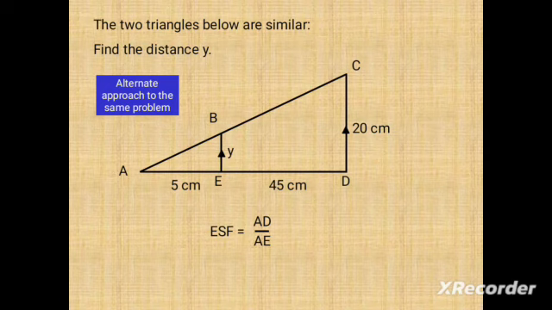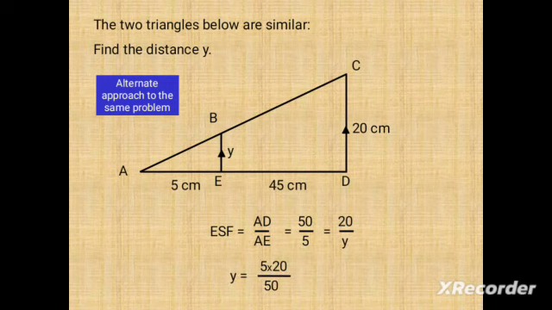that is AD over AE, that is 50 over 5, and you get that to be 10. So equate that 10 to another set of corresponding sides to get the ratio. So it's going to be 10 equated to 20 over y. So the value of y there is 2 centimeters.